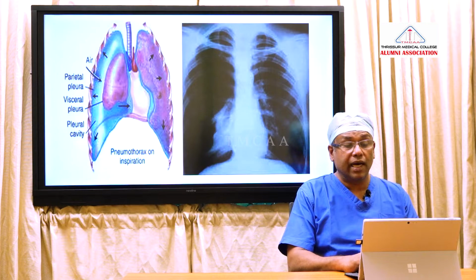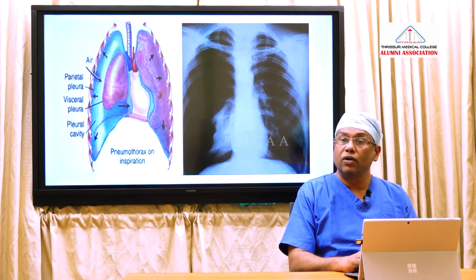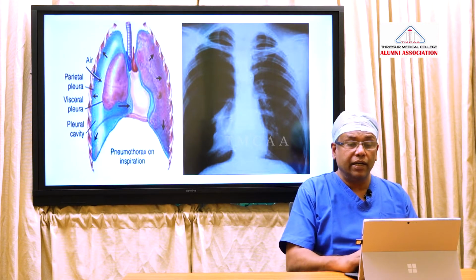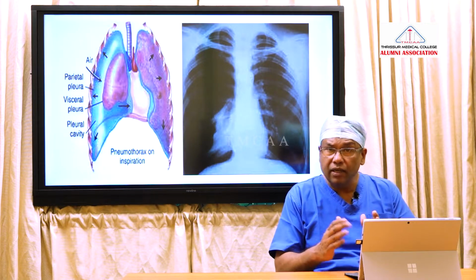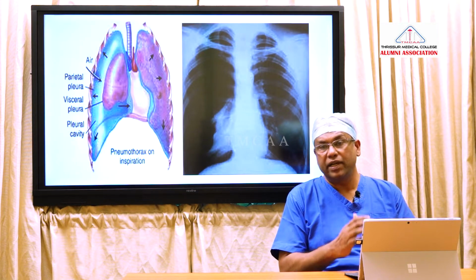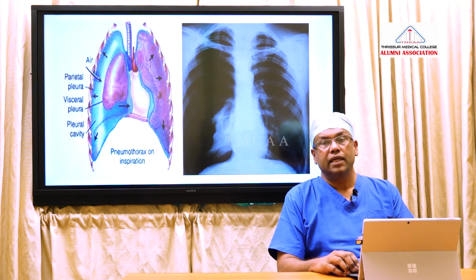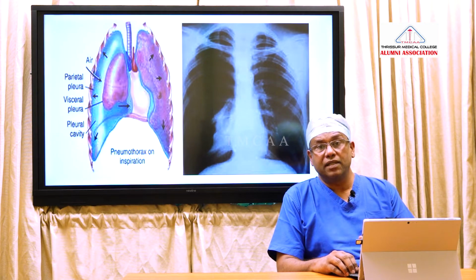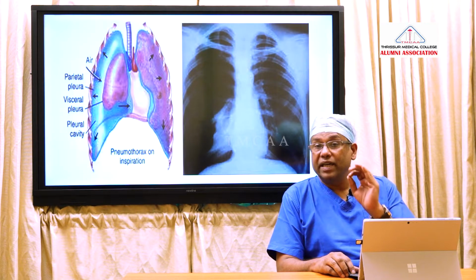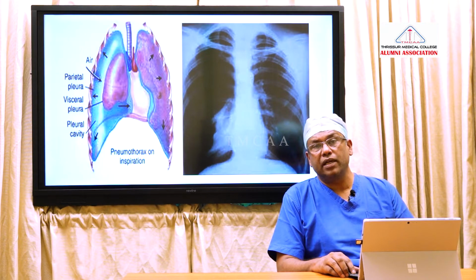You can see a hyperlucent area on the right side, and you can see the collapsed lung shadow close to the mediastinum, and there will be a shift of the trachea and the mediastinum to the opposite side, right? So X-ray chest is the best investigation. But what is the most accurate investigation?